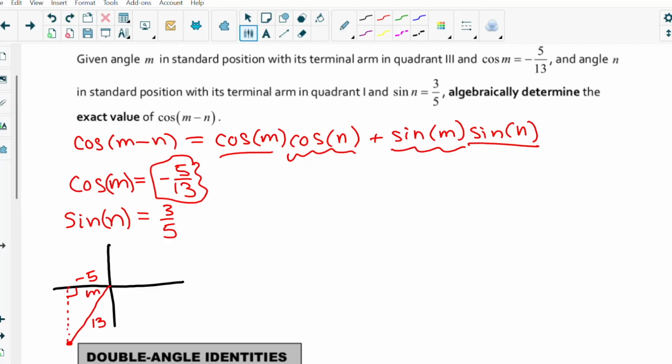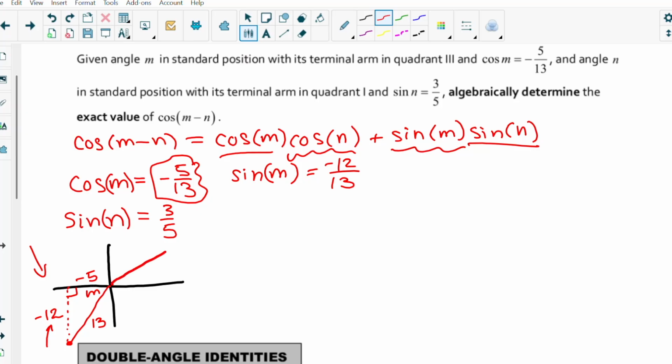Okay, and then you can do Pythagorean theorem, or I just know this is a Pythagorean triplet. This sine of M value has to be -12. Okay, so that's a Pythagorean triplet: -5 squared plus -12 squared equals 13 squared. Okay, so that is -12. So the sine of M from this triangle that I have here, sine of M equals opposite, -12 divided by 13. So -12/13.